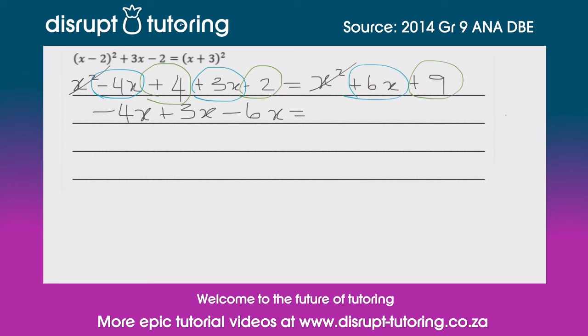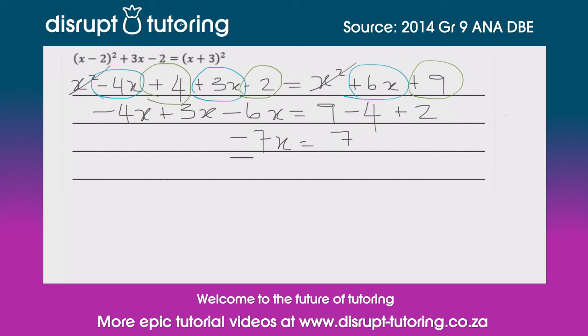Then we move on to our constants. We've got a 9 that already exists on the right-hand side. We've got a positive 4, which we need to subtract on the left-hand side, which is then going to become negative 4. And we've got a negative 2, which needs to be added to the left-hand side. So therefore, we've got an added 2 on the right-hand side. Now we can simplify these. So we've got minus 4x, minus 6x, which is going to give us minus 10x, plus 3x, which is going to give us negative 7x. So that's negative 7x. And then we've got 9 minus 4, which is going to be 5, plus 2, which is going to give us 7.